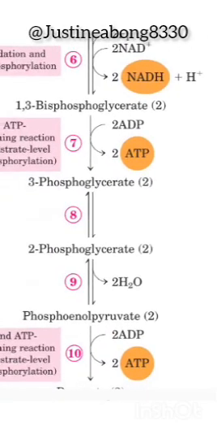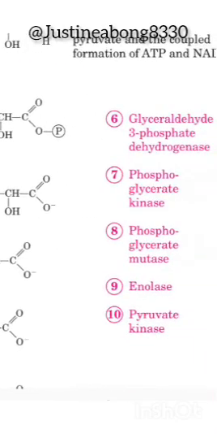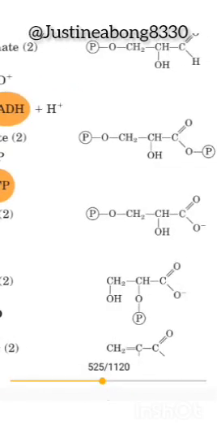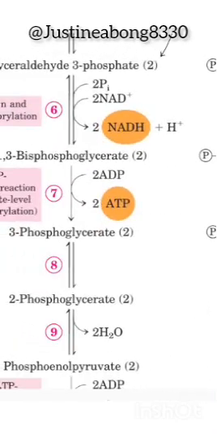Now 3-phosphoglycerate will be converted to 2-phosphoglycerate by an enzyme known as phosphoglycerate mutase. Before that, 1,3-bisphosphoglycerate was converted to 3-phosphoglycerate, and an enzyme known as phosphoglycerate kinase in step 7 catalyzed that reaction, and ATP was formed. ADP gained a phosphate from 1,3-bisphosphoglycerate, and ATP was formed.